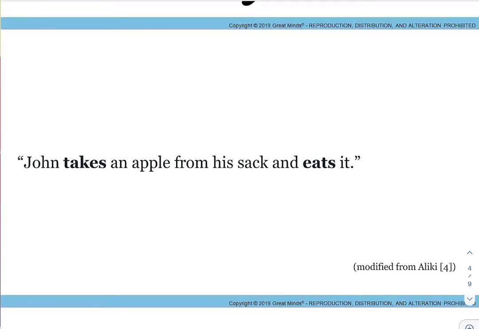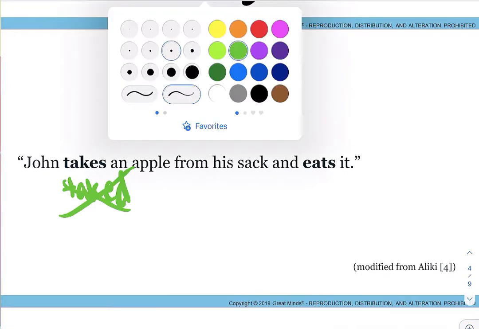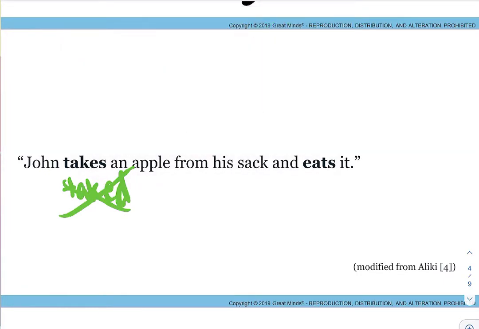Do we say John taked an apple? No, we don't say taked. We say John took an apple from his sack. Do we say eated? John took an apple from his sack and eated it? No, we don't say eated, we say ate. John took an apple from his sack and ate it. These are both irregular past tense verbs. We change the word instead of adding an ed.